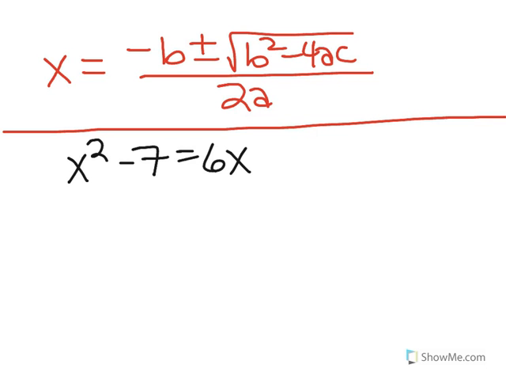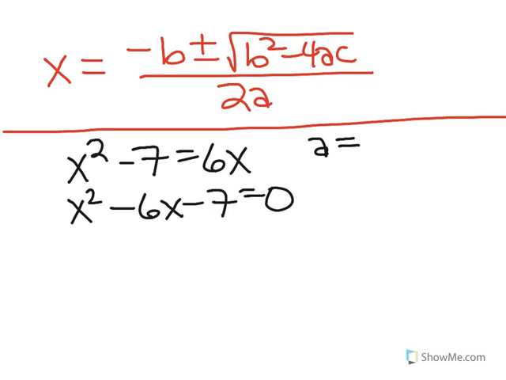Remember that the quadratic formula is derived from a quadratic equation in standard form. This isn't in standard form. We need to get the 6x out of there and over on the other side. So subtract 6x from both sides, getting x squared minus 6x minus 7 equals 0. Now we're in standard form.